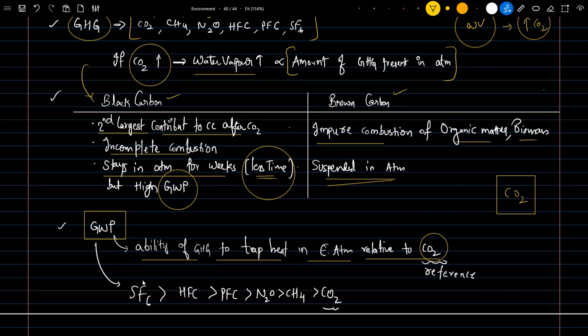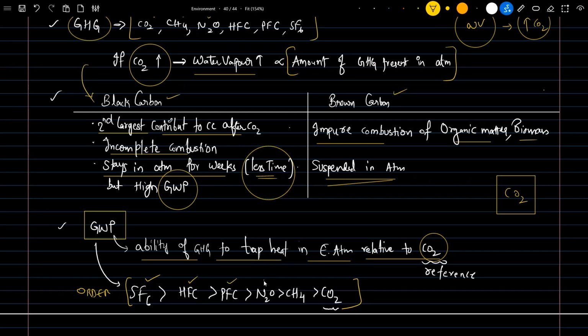So here, this is the order of global warming potential by greenhouse gases. SF6: even if it stays for a long time, it has a huge global warming potential, which means its presence for even a short time will capture a high amount of heat. Next after SF6 is HFC, hydrofluorocarbon.